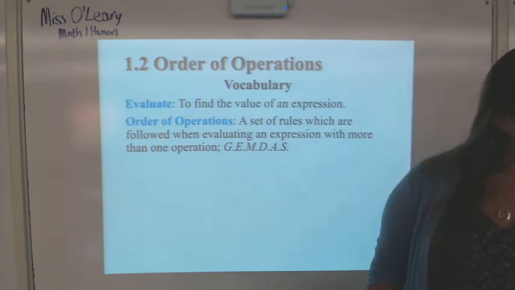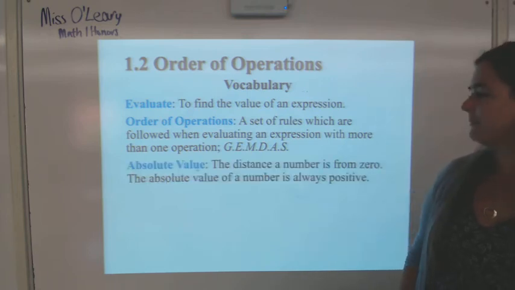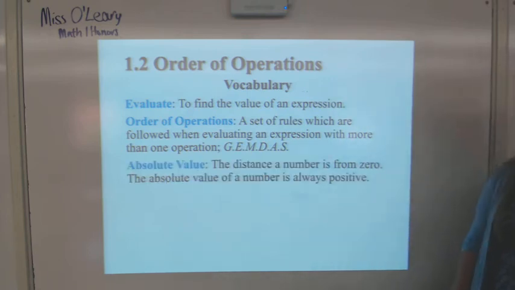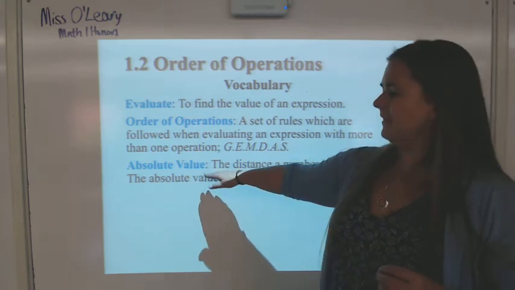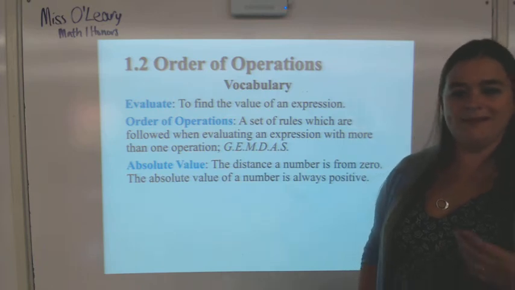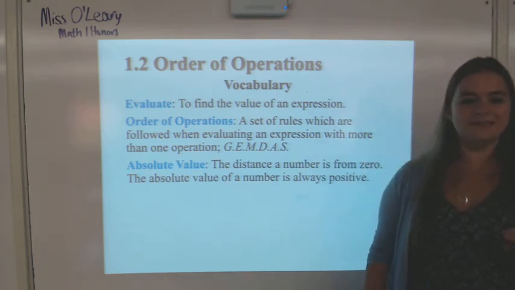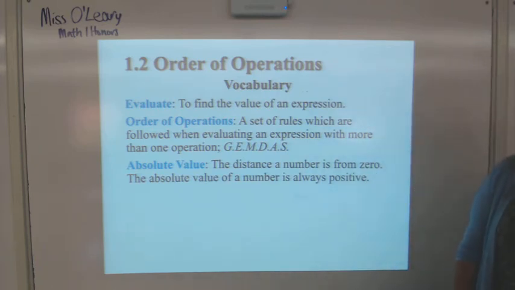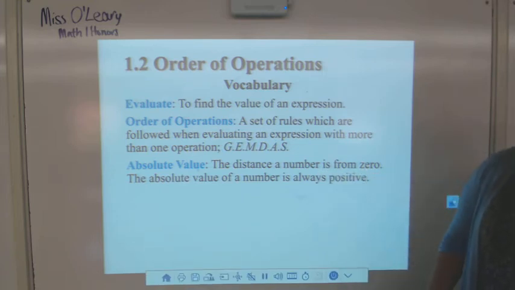Final vocab term for this section here is absolute value. This is one that I've seen students get tripped up on. The absolute value is the distance a number is from 0. The absolute value of a number is always positive. So the absolute value of 7 would be 7. The absolute value of -7 would be 7. I see students get mixed up. Absolute value does not mean the opposite. So if I have the absolute value of 7, it does not turn into -7. I want to remember that it's telling me the distance from 0.